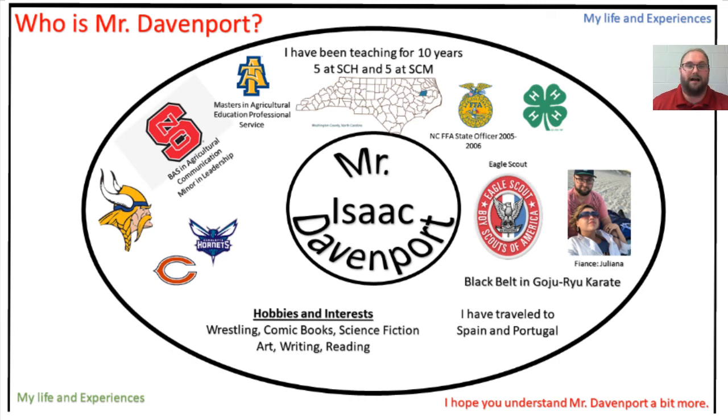And this is a collection of the places that I went to school and some of my favorite teams. I graduated from Plymouth High School. We were the Vikings, that's why I have the Vikings emblem. Then I went for my first 4 years for undergraduate at North Carolina State University for my Bachelor's of Science in Agricultural Communications with a minor in leadership. And then I got my master's at North Carolina A&T, in Agricultural Education Professional Service. Two of my favorite sports teams are the Chicago Bears and Charlotte Hornets. So that sums up the circle map.